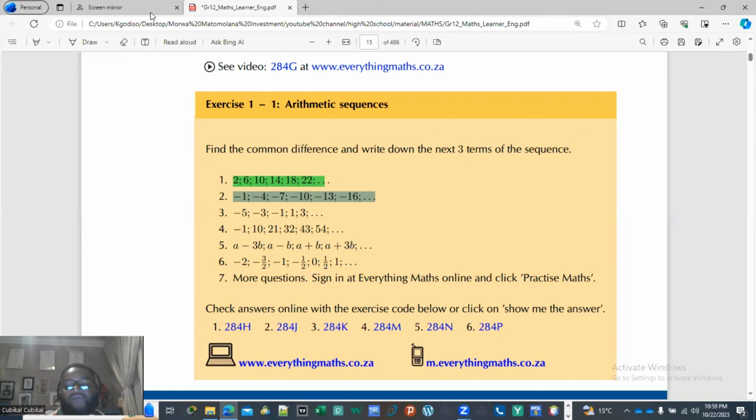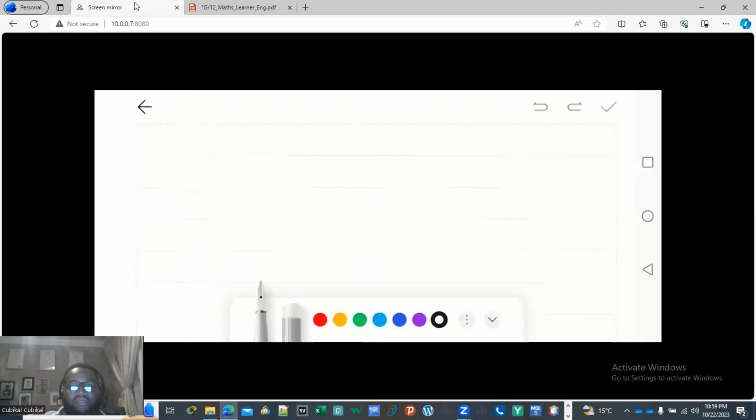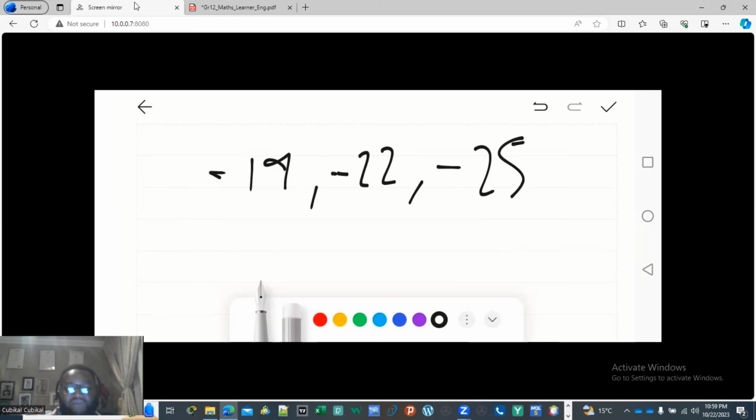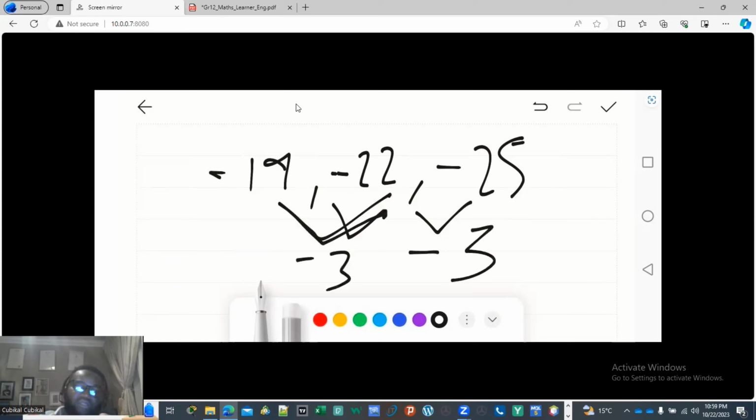correct. And then if you go back to the question, you will realize that now our next 3 terms are supposed to be negative 19, negative 22, and we are also having a negative 25. And those are your next 3 terms. And if you check, you can confirm them by the common difference. Checking the common difference, you'll realize that you're having a negative 3 here and also a negative 3 here. So that we can calculate as correct, meaning that we did it in the correct manner.